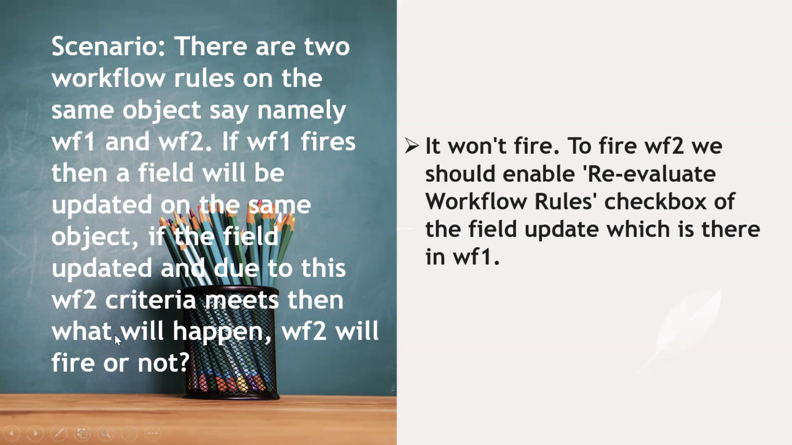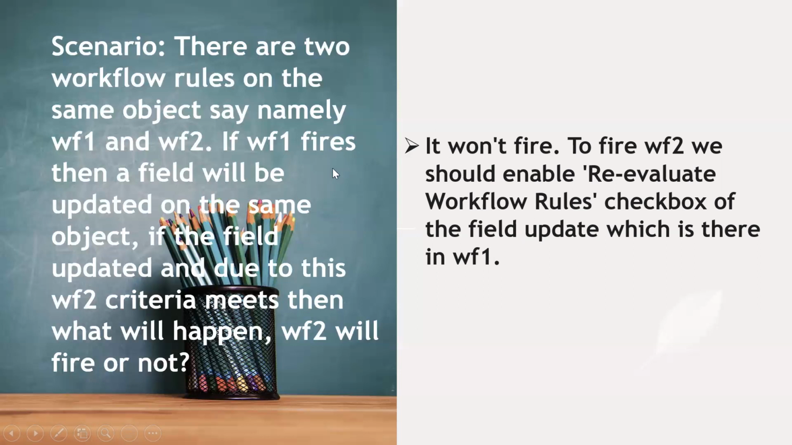But then what will happen? Will workflow rule 2 be fired or not? It won't be fired, right? First of all, the answer is that it won't be fired. To fire workflow rule 2, we should enable the re-evaluate workflow rules checkbox on the field update in workflow rule 1.